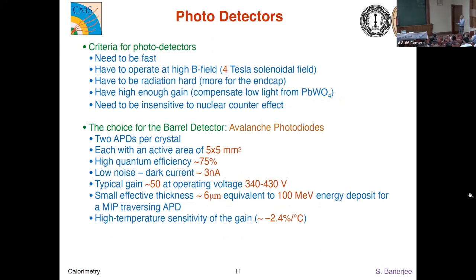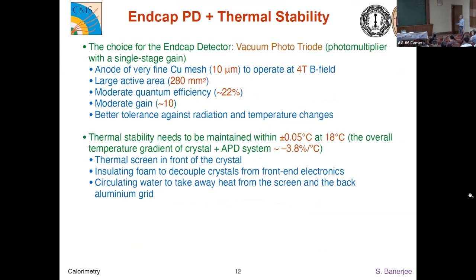So we used avalanche photodiodes for the barrel detector. I think we will get a much clearer picture after the next talk, when we'll talk about scintillation, and I think we'll have a better idea of this. For the end cap, the main idea is that you have a higher level of radiation, so it has to be much more radiation hard, but you have more energies in the end cap. So I think the amount of amplification which you require is not as much as you need in the barrel.